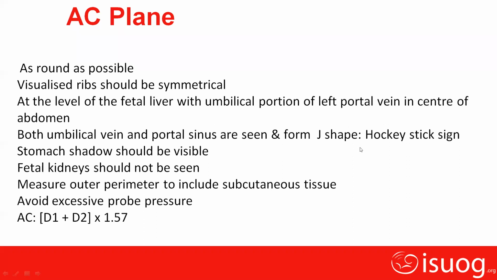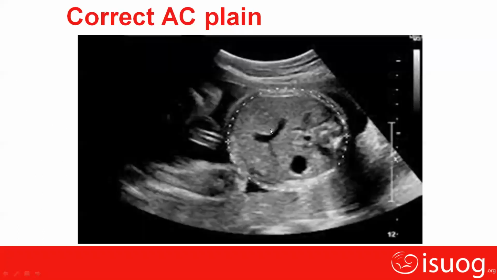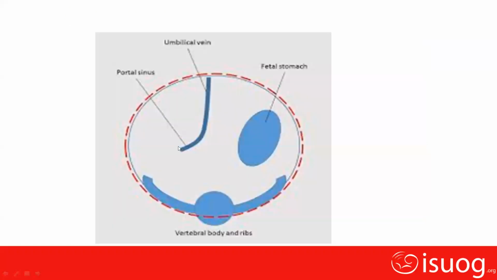So this is the AC plane. We are seeing the stomach, and this is the J or hockey stick sign. This is the umbilical vein and this is the left portal vein. This left portal vein should be short, it should not be too long. The umbilical vein should be long and the left portal vein should be as small as possible, and that will make a hockey stick sign or J shape. So if we are seeing a hockey stick sign or J shape, umbilical vein and portal vein alignment and stomach shadow, and it is as round as possible, then it is a proper AC plane.